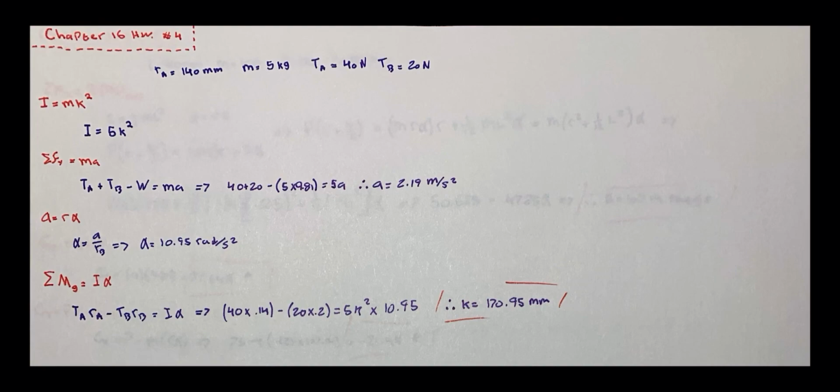We also know that the sum of the moment at point G is equal to the inertia times the angular acceleration. So from that we can get TA times RA minus TB times RB is equal to I times alpha, which will give us our K being 170.95 millimeters.